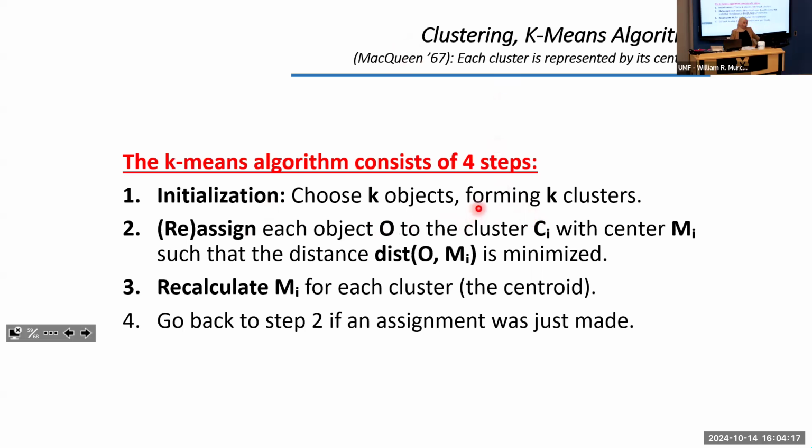So the first step is to decide about K. The second step is to assign, and then reassign, each object O to the cluster Ci with the center Mi, such that the distance between the center and the object is minimized. And we are going to recalculate this center Mi for each cluster, the centroid, because as I was saying, it's not fixed. It keeps updating its position until at the end it converges. We repeat steps 2 and 3 as many times as needed until convergence, okay?